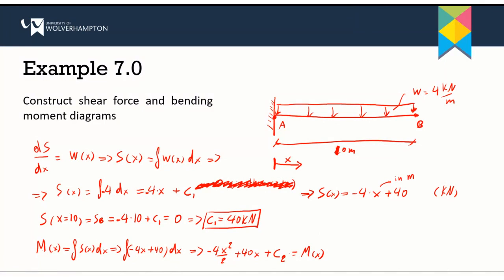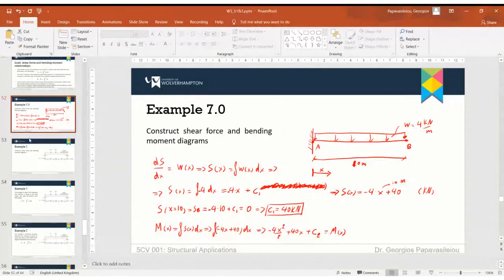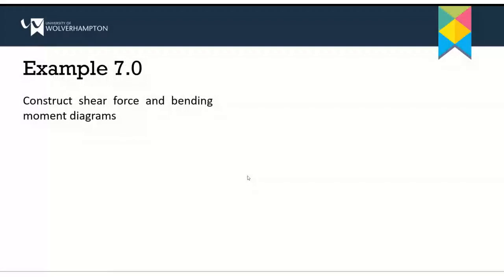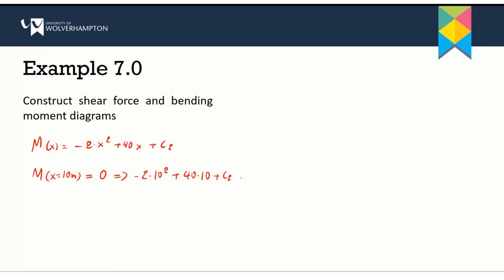Let me just copy that. So M of X is minus 2x squared plus 40x plus C2, but I know that M at X equals 10 meters, or M of 10, is 0. So I know that minus 2 times 10 squared plus 40 times 10 plus C2 equals 0. So here I can solve for C2.